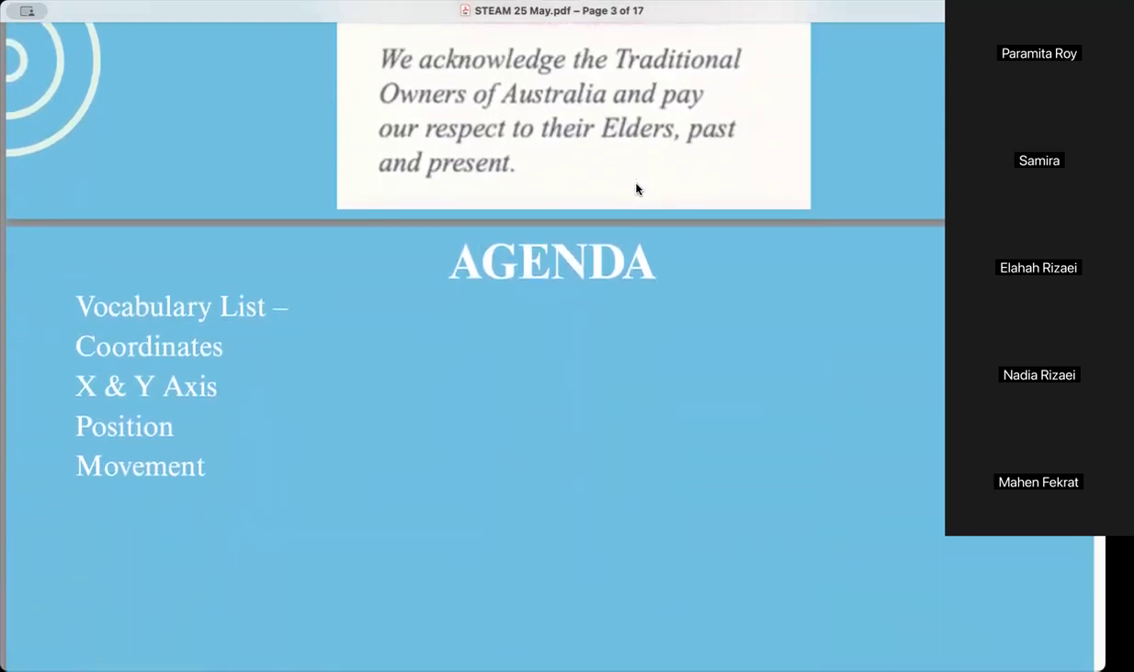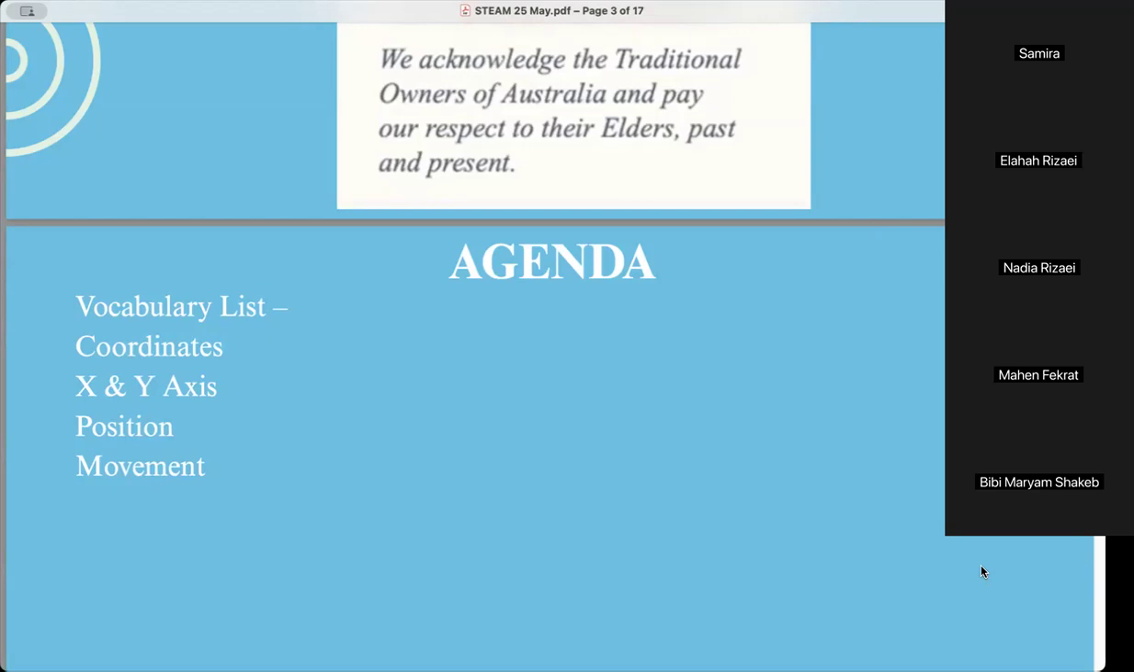Today's agenda: we are going to talk about some vocabulary that you will need when you are making a game or creating an app. We will give you those vocabulary words so that when you start using the language, it's not going to be strange for you, and with ease you will be able to use those languages. Now we are going to talk about coordinates. Coordinates I'm going to explain to you in a minute. Very simple.